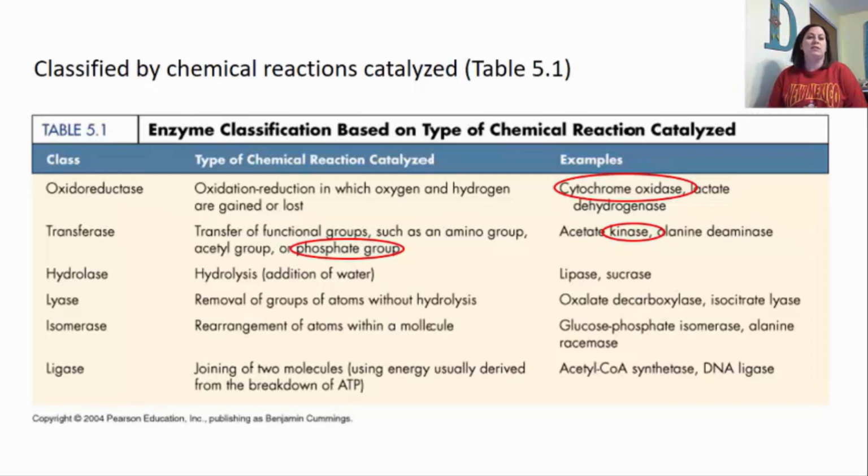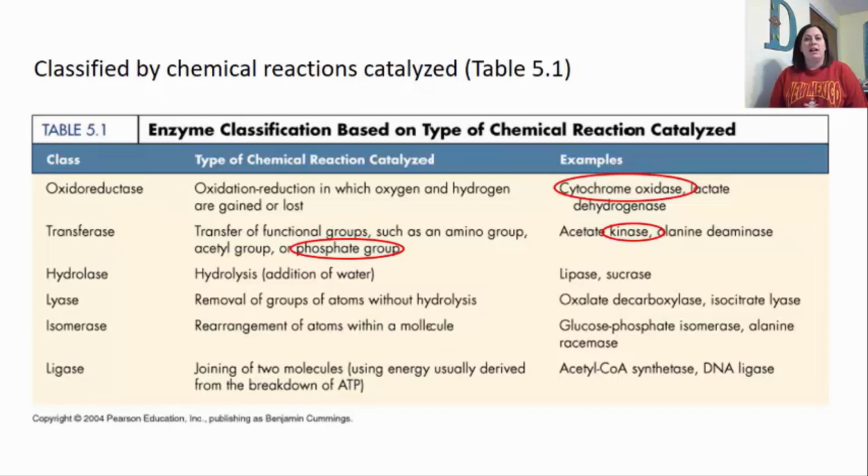So if you look at these ones that talk about oxidoreductase, these guys are going to do an oxidation-reduction reaction in which oxygen and hydrogen are either gained or lost. One big example here that's in red is the cytochrome oxidase. This one is going to be really important in cellular respiration.